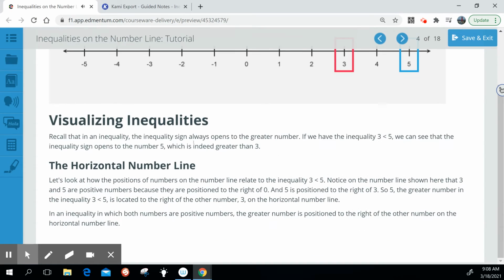The horizontal number line. Let's look at how the positions of numbers on the number line relate to the inequality 3 is less than 5. Notice on the number line shown here that 3 and 5 are positive numbers because they are positioned to the right of 0, and 5 is positioned to the right of 3. So 5, the greater number in the inequality, 3 is less than 5, is located to the right of the other number, 3, on the horizontal number line. In an inequality in which both numbers are positive numbers, the greater number is positioned to the right of the other number on the horizontal number line.